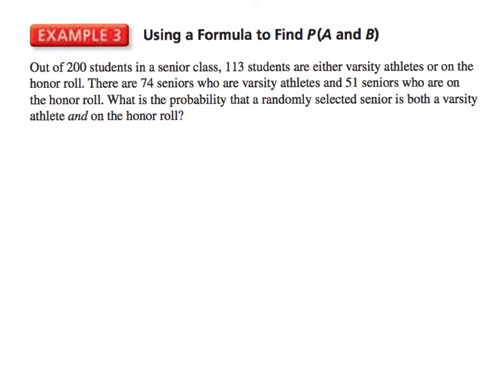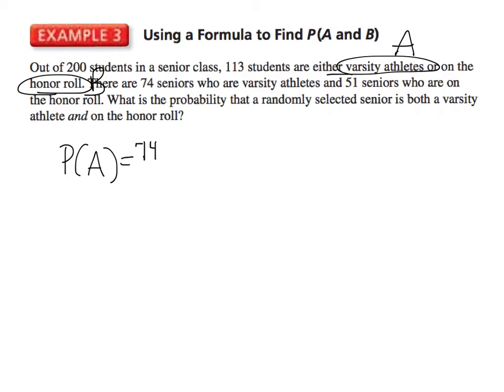So I'm going to start by A. Let's do A is selecting a senior who is on varsity. So varsity, I'm going to let be event A. B, I'm going to do honor roll. So what do we know? The probability of A is varsity athletes. So there's 74 varsity athletes out of 200.